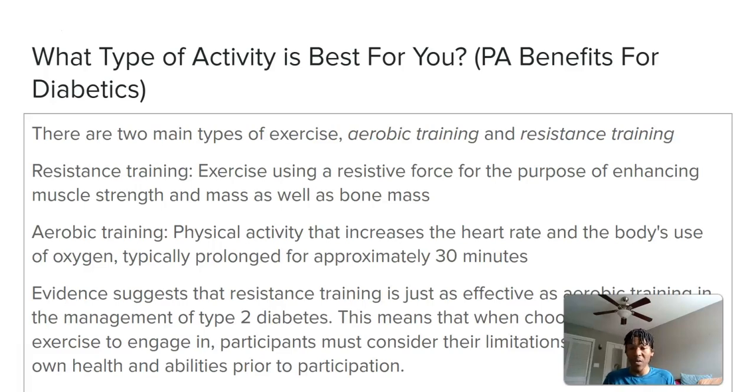A really interesting fact is that evidence suggests that resistance training is actually equally as effective as aerobic training in the management of type 2 diabetes. This means that whenever you're choosing which type of exercise you want to engage in to help yourself, you actually have an equal choice of either one. Neither one is necessarily better than the other, in terms of just the standard. At a personal level, you might want to choose one over the other, and that's going to come down to your own health and abilities, which need to be assessed prior to participating in any of these activities.